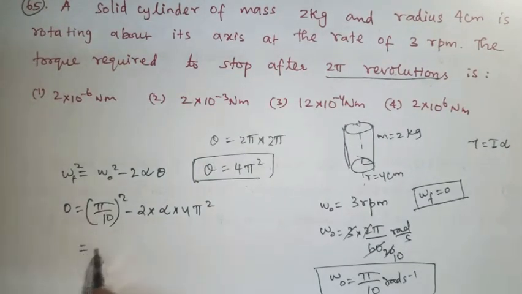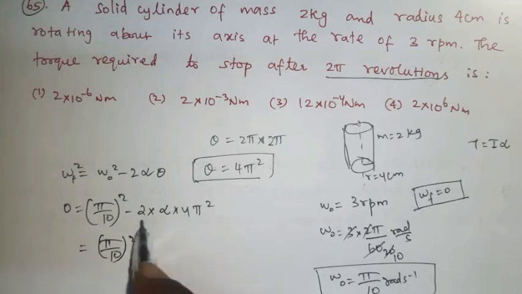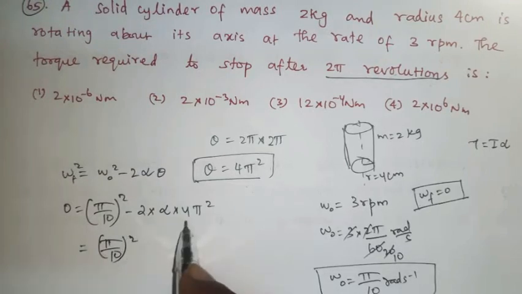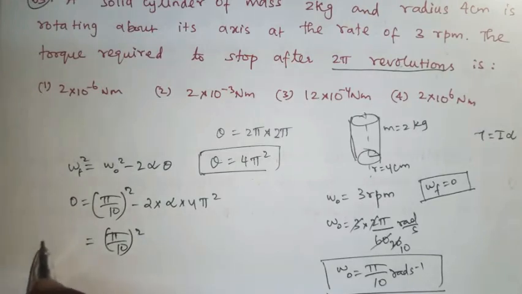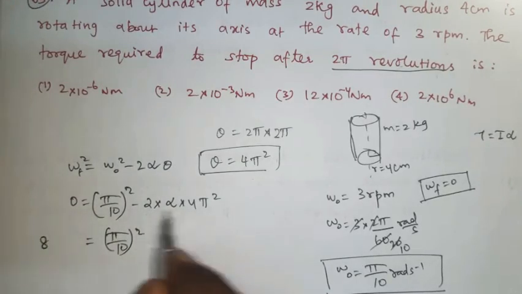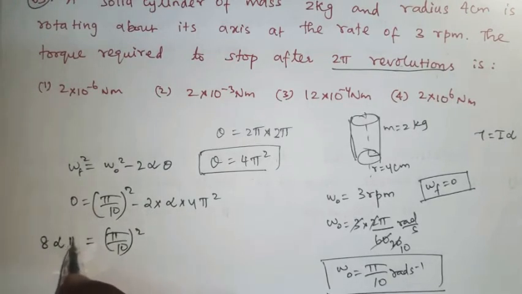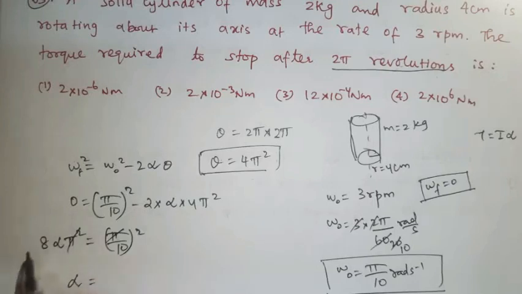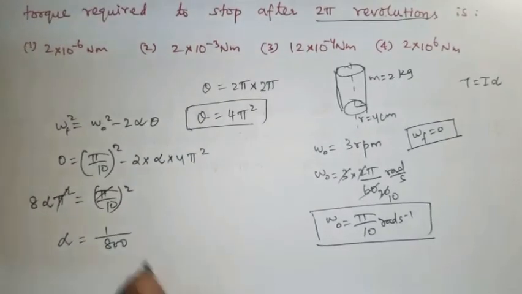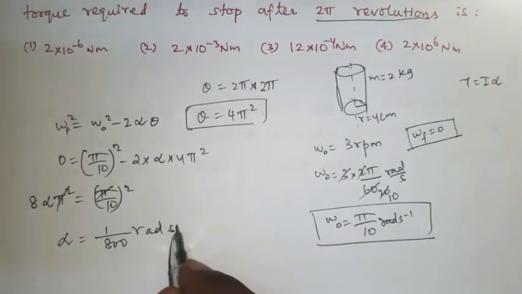This pi by 10 whole square, this minus 2, 4, 4 2s are 8, minus 8 alpha pi square will come this side as plus 8, 4 2s are 8 alpha pi square. This pi square will be cancelled. Now alpha is equal to 1 by 100. 100 into 8 is 800. So alpha value is 1 by 800 radian per second squared.